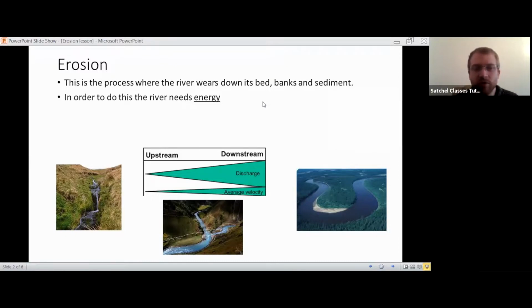So in order to do this, the river needs energy. In theory, the more energy a river has, the more erosion can take place. The less energy it has, the less erosion can take place.